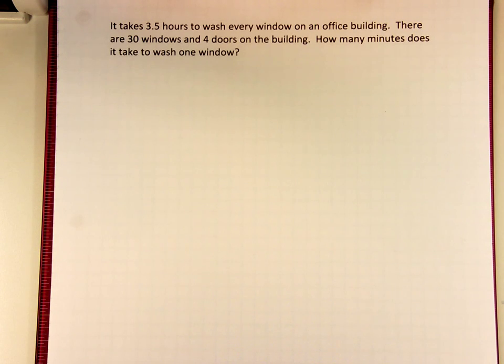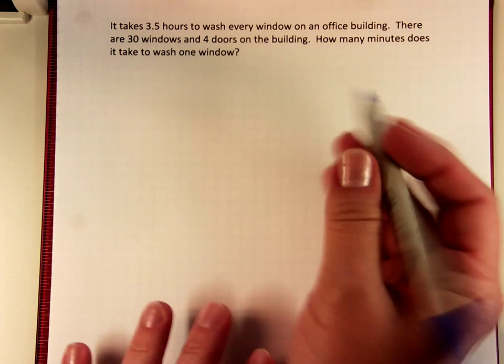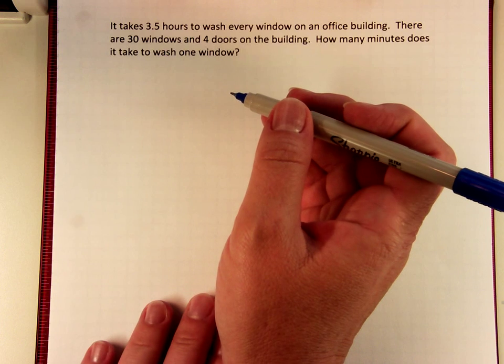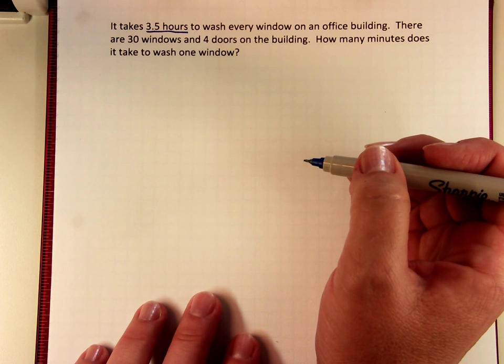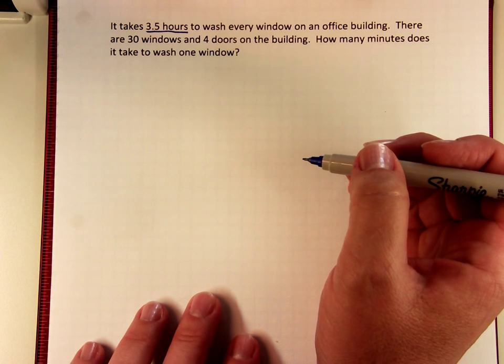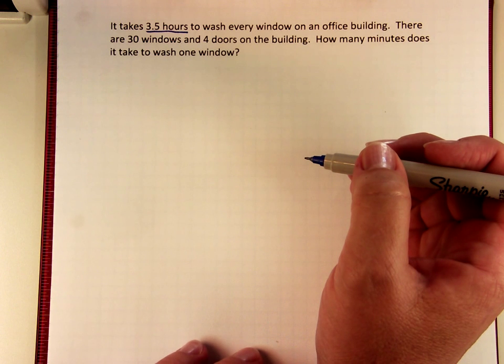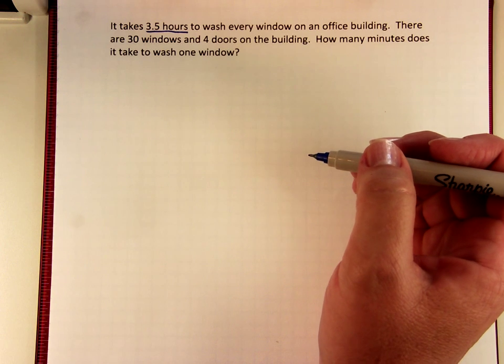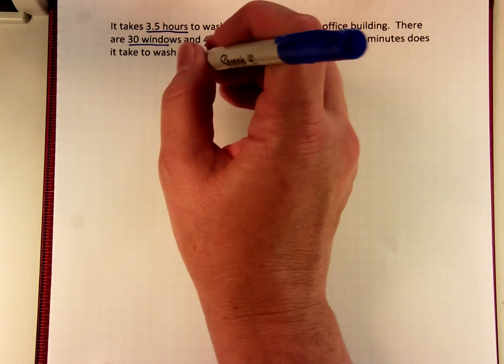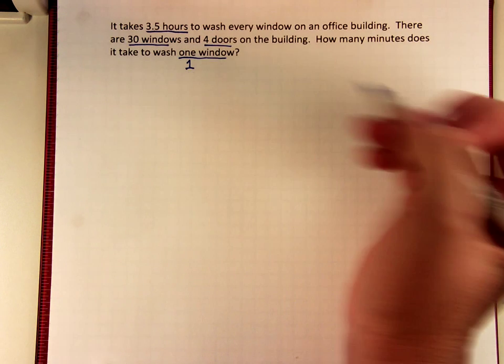All right, as we reread, this time I'm going to make a note by underlining numbers or units that might be applicable when I solve the problem. It takes 3.5 hours, okay, that's probably going to be important, to wash every window on an office building. There are 30 windows and 4 doors on the building. How many minutes does it take to wash one window? Okay, let's do 30 windows, 4 doors, and then I also heard one window. It's spelled out, but we can put it in number form if we want.